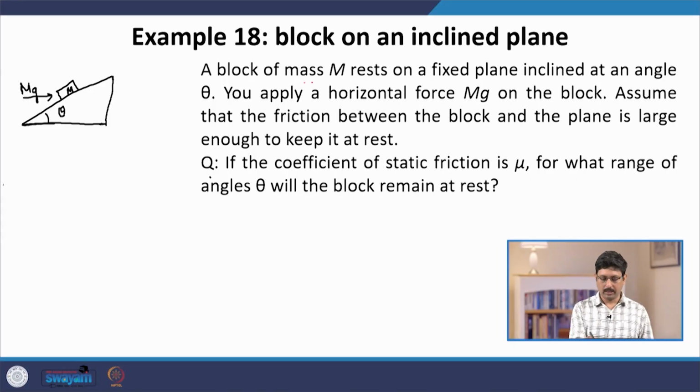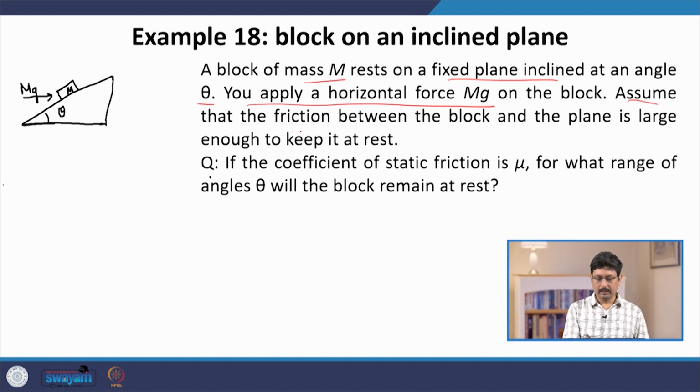So, the problem is the following. We have a block of mass m on a fixed plane inclined at an angle theta. In addition to your standard block on a plane problem, here we have some extra force. You apply a horizontal force mg on the block as shown in this picture. It is a special force: its magnitude happens to be equal to the weight of the block, but in the horizontal direction.